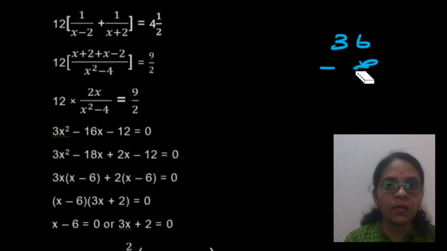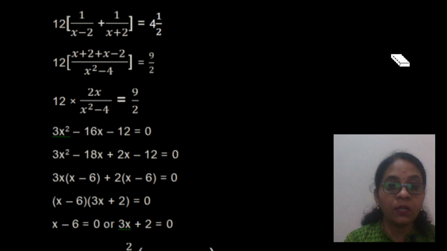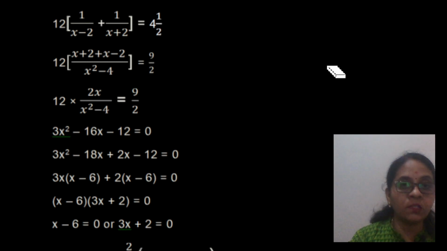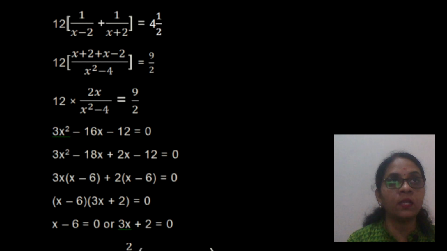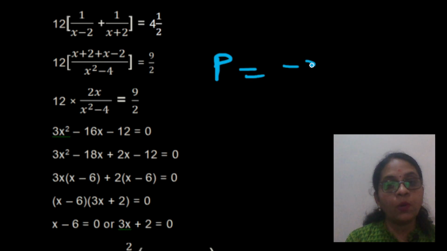Why is the product minus 36? As mentioned earlier, here again I am telling, the product is the coefficient of x square into the constant. Constant is minus 12, coefficient of x square is 3. So the product becomes minus 36. Please make note. Product is minus 36.